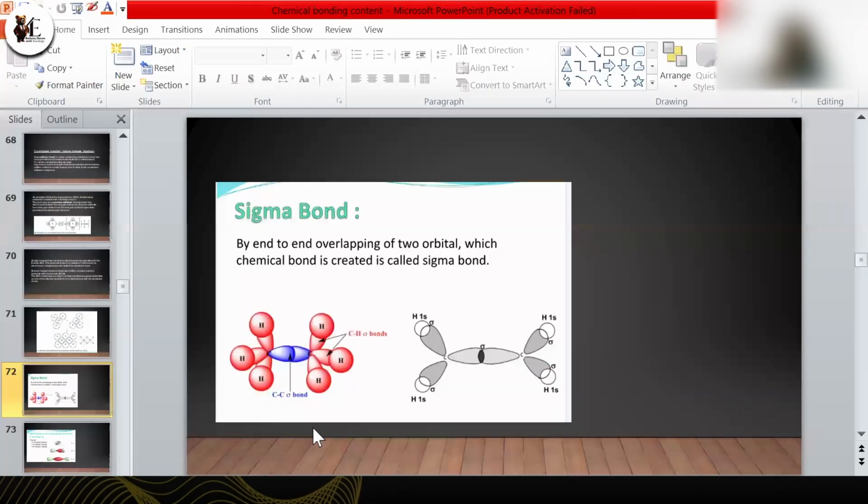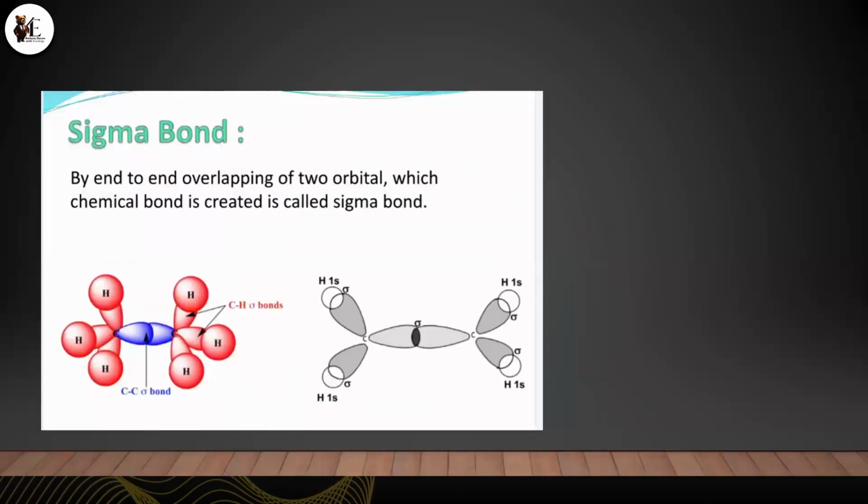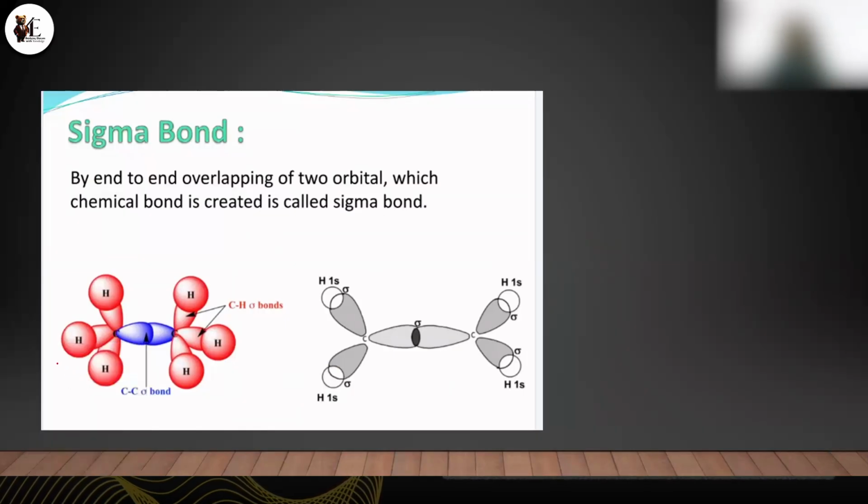Electron deficient compounds and the expanded octet. Remember? Yes. So please keep your notebook and pen ready. Today we are going to learn about sigma bonds and pi bonds, how they are formed.